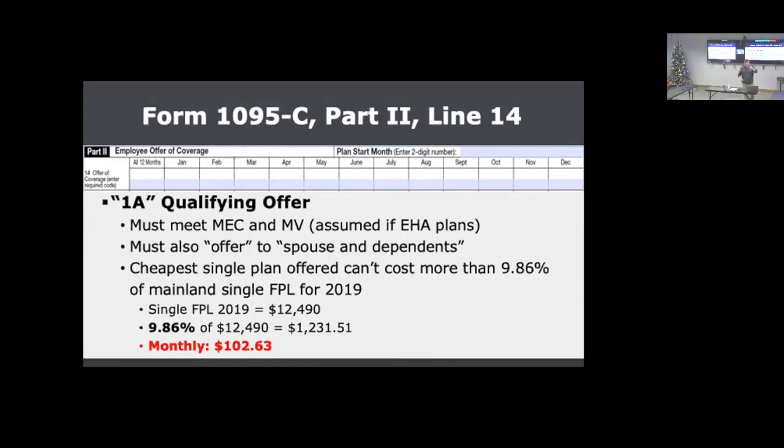But for our reporting, and from a planning perspective, that's pretty easy to figure out. From a reporting perspective, we know what the 2019 single federal poverty line is. We know what the percentage is. Therefore, we know what the monthly amount is. That's the cutoff for the 1A offer code.